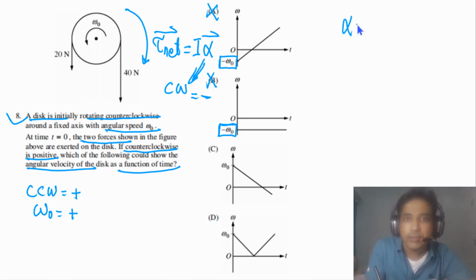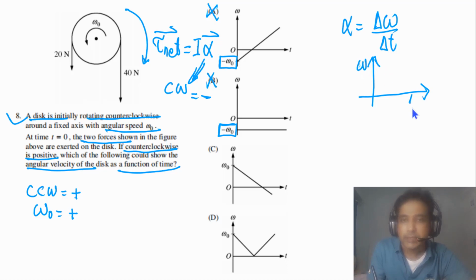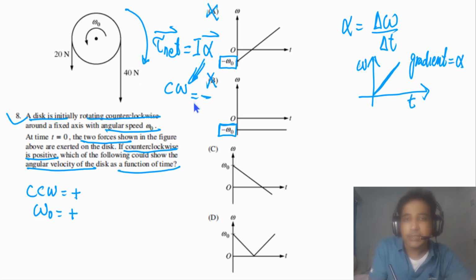So alpha is equal to delta omega over delta t. It simply means that the gradient of the omega against time graph, if we take omega on the y-axis and t on the x-axis, is equal to alpha. Alpha is negative, so the gradient has to be negative. As alpha is constant, the gradient also has to be constant.